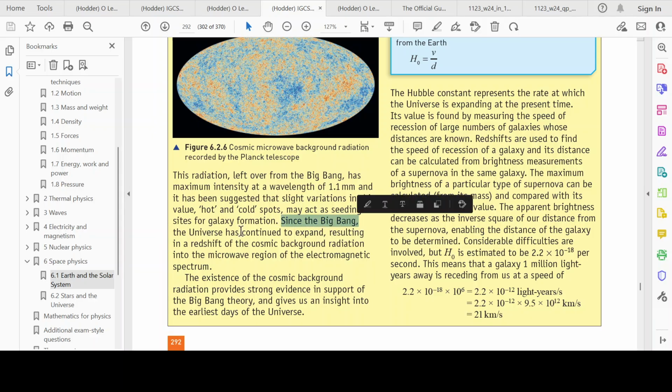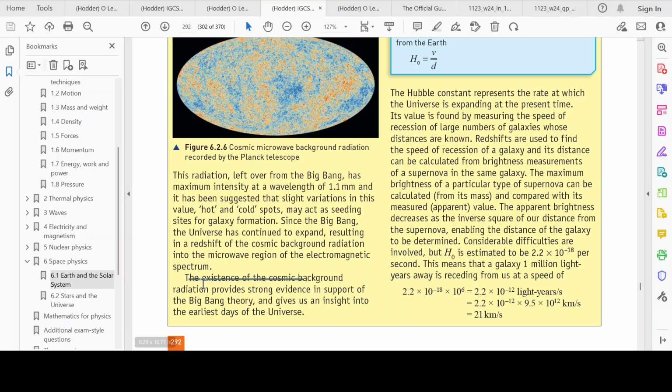So since the Big Bang, the universe has continued to expand, resulting in a red shift. Because it's expanding, what we notice is red shift, and that's why blue shift wasn't mentioned, right? In a red shift of the cosmic background radiation, so into the microwave region of the electromagnetic spectrum. So it's moving away, and so what we are observing is microwaves, which have a longer wavelength as compared to what it actually might be.